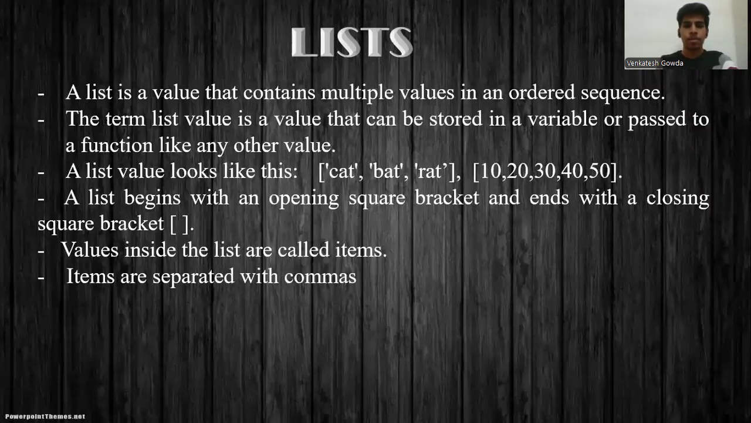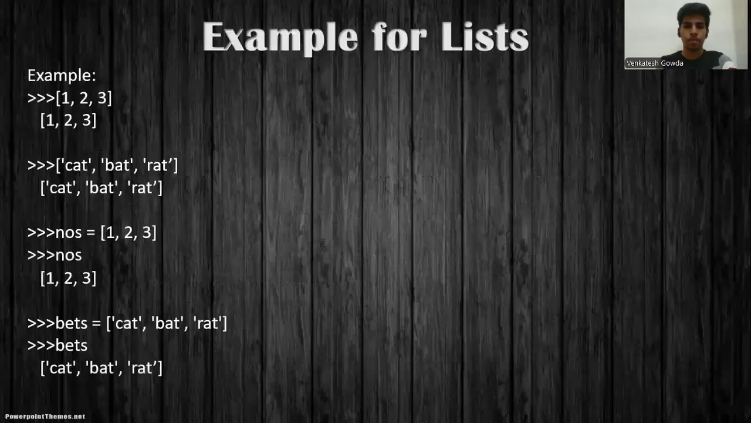In a list, the items, which are the entries of the list, are enclosed within square brackets, with or without single quotes, and the items are separated using a comma. A list begins with an opening square bracket and ends with a closing square bracket. The values inside the list are called items, and those items are separated with commas. Here are examples of lists, where the items are enclosed within square brackets, separated with commas, and enclosed with or without single quotes.